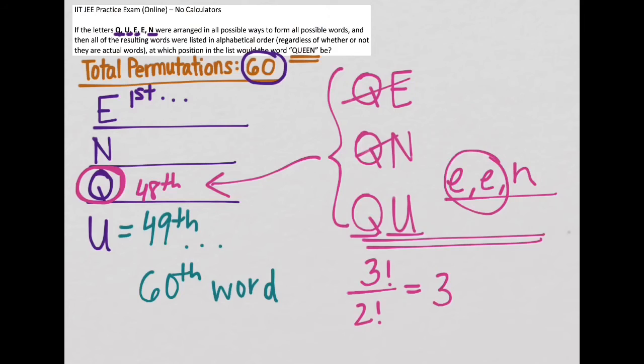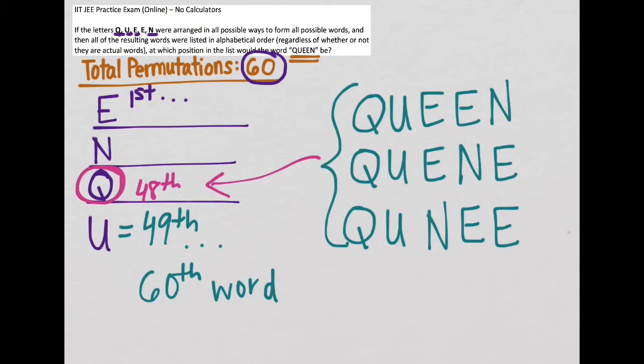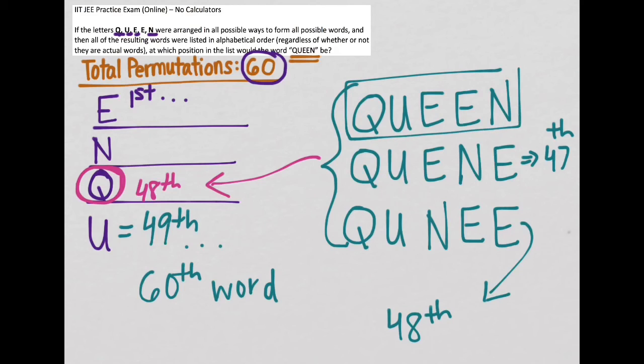And those are these 3 words. And this is also in alphabetical order. So Q, U, N, E, E is the 48th position in the list because it is the highest in alphabetical order within all the words that start with Q. So that makes Q, U, E, N, E the 47th. And that makes queen, which we wanted, which is Q, U, E, E, N, at the 46th position in the list.